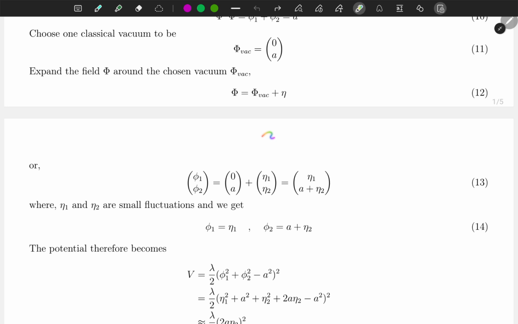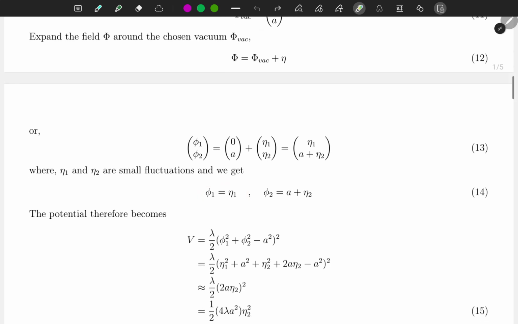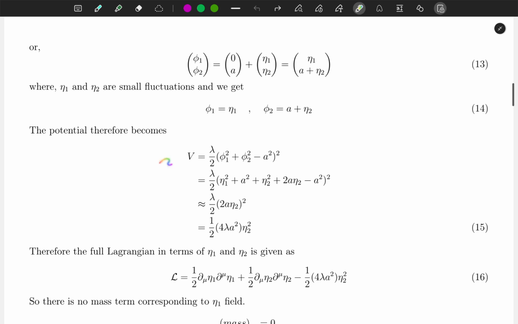Then you can write it in matrix form: phi as phi 1, phi 2, phi vacuum to be (0, a), and eta to be (eta 1, eta 2). By comparing, you get phi 1 to be eta 1 and phi 2 to be a plus eta 2. Now just substitute these phi 1 and phi 2 values in the potential.